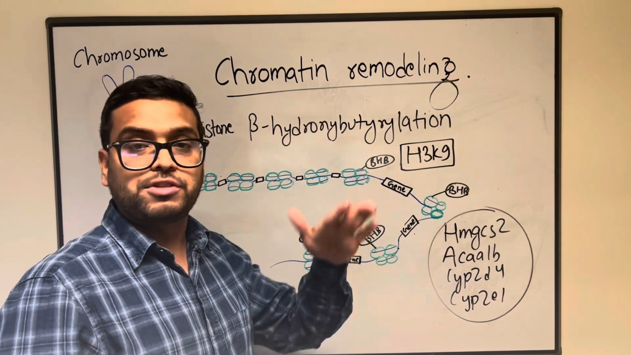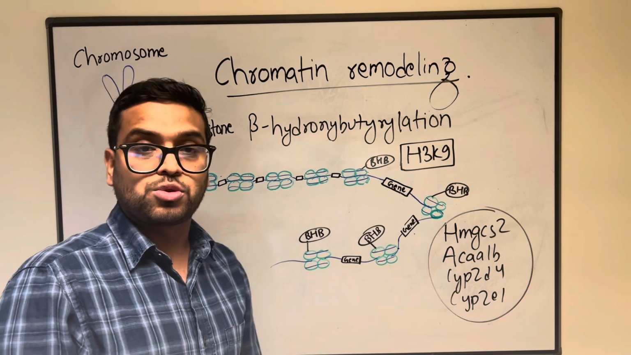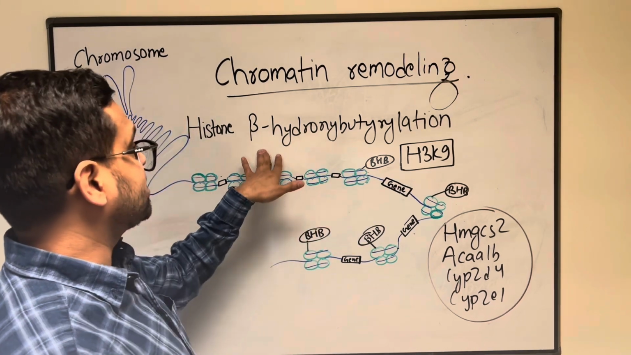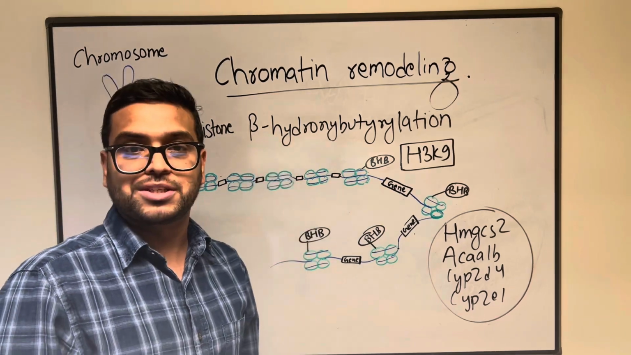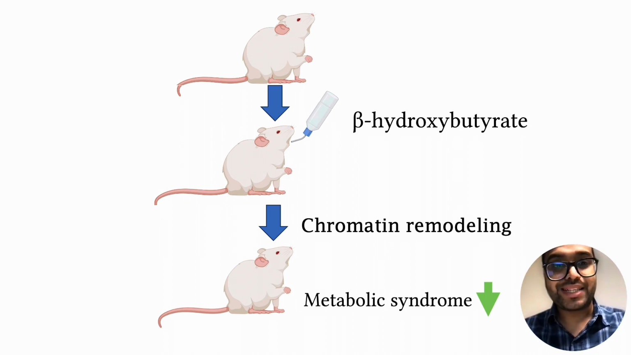So when the body weight was going down, the blood pressure was also going down, and total cholesterol and glucose, everything was going down from this process called histone beta hydroxybutyrylation. So now you know what chromatin remodeling is. This is the summary of my research: when beta hydroxybutyrate was fed to the rats, it was able to lower metabolic syndrome via a mechanism called chromatin remodeling.